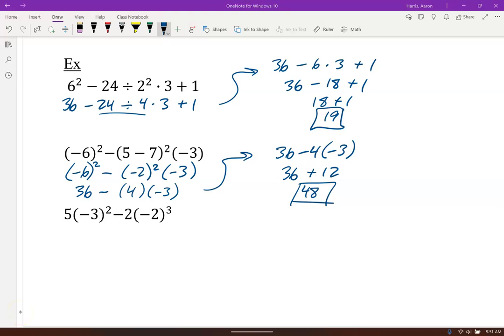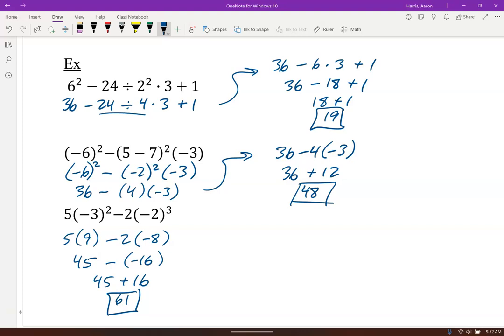We have no parentheses here, so we're going to go to our exponents now. So negative 3 squared, negative 3 times negative 3, positive 9. Negative 2 cubed, negative 2 times negative 2 times negative 2 is a negative 8. Now we do our multiplication and division. 5 times 9, 45. Minus 2 times negative 8 is a negative 16. Negative times a negative is positive. 45 plus 16 gives us 61. Okay.